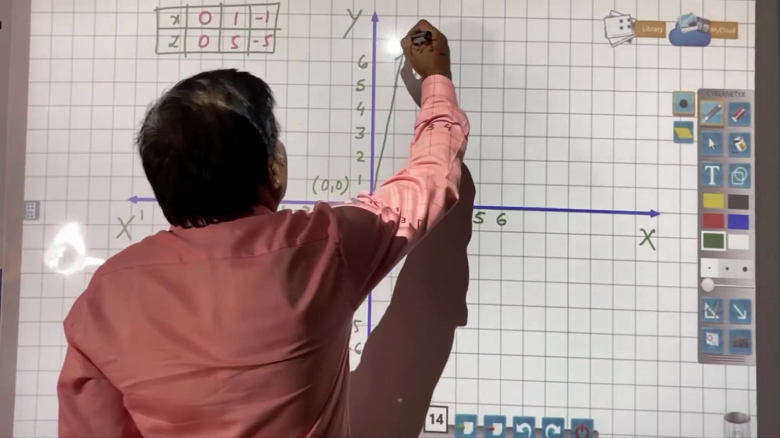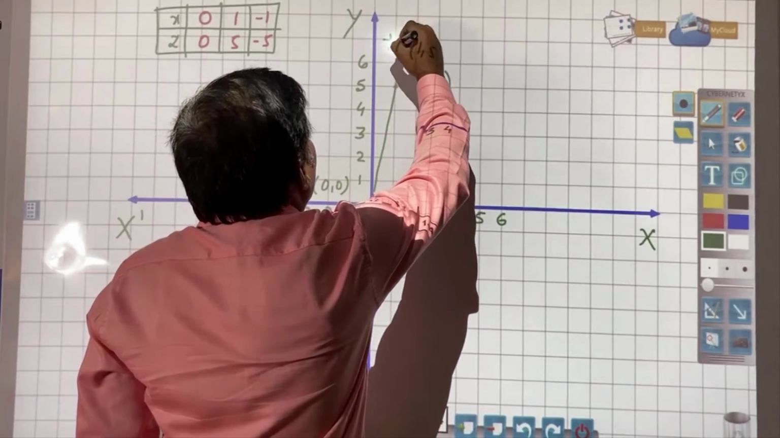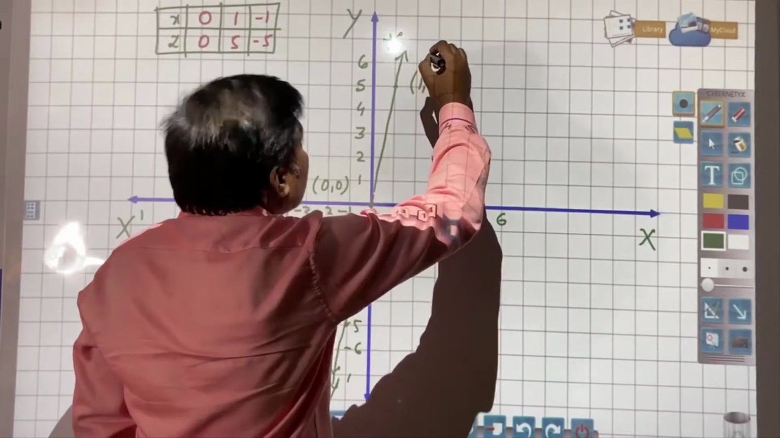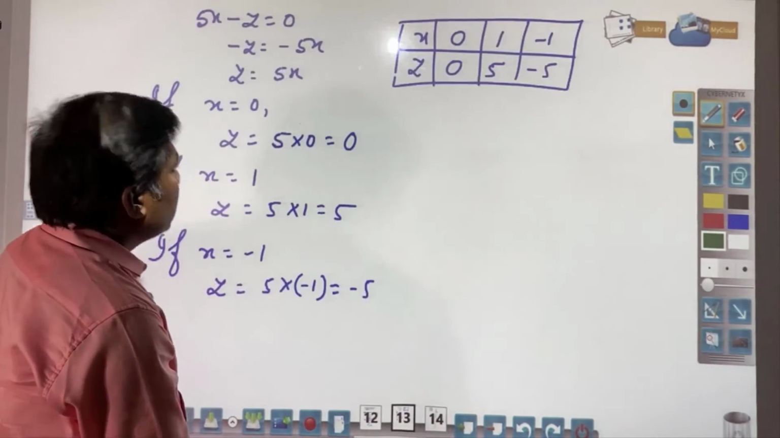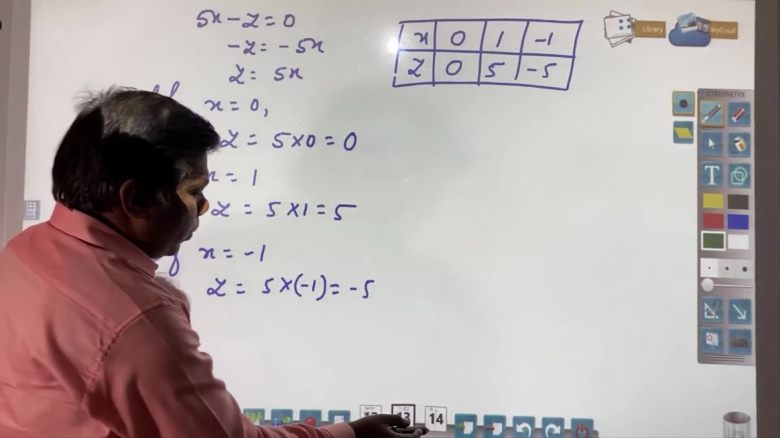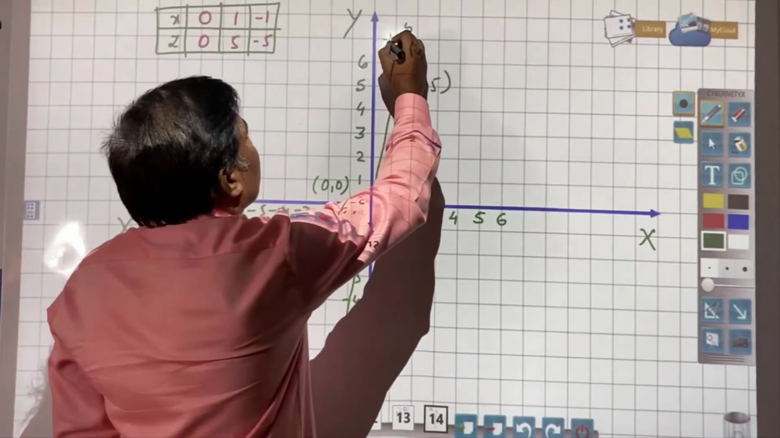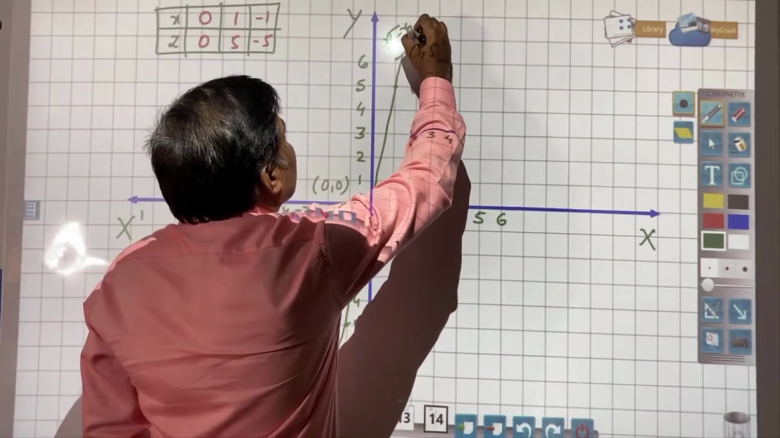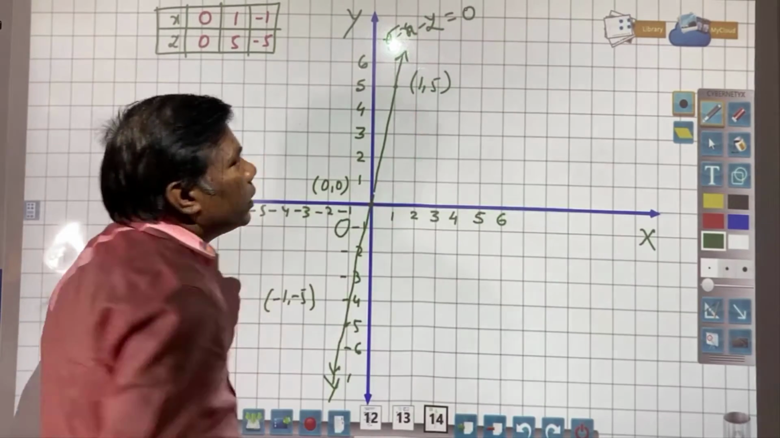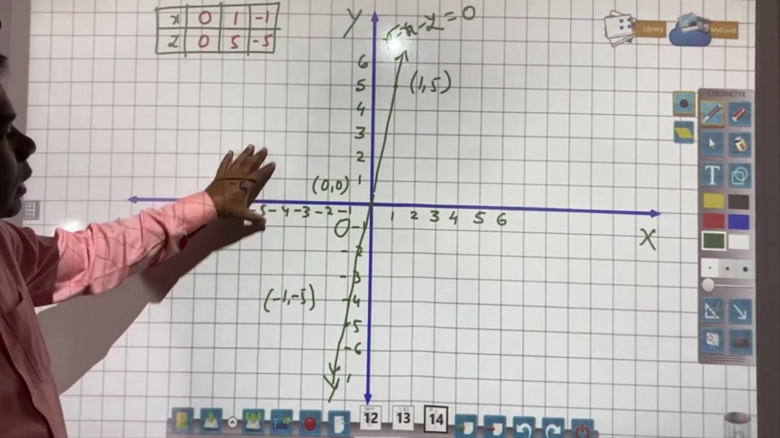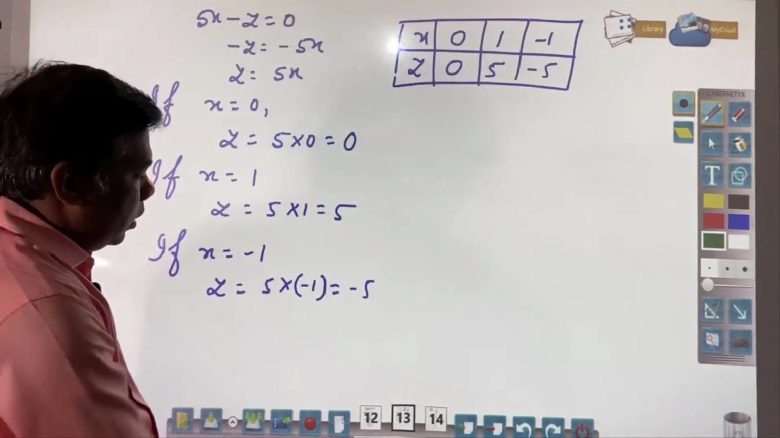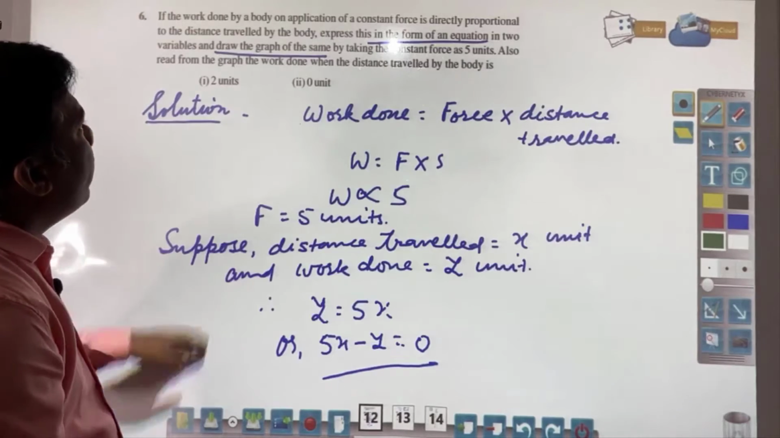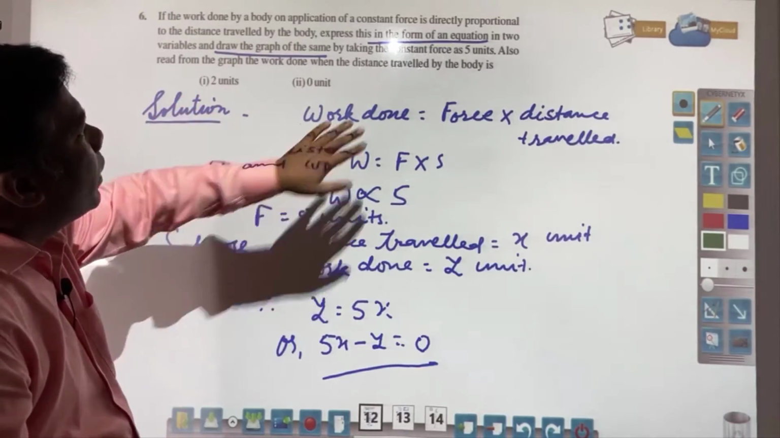So this is your equation, y minus... your equation was 5x minus y is equal to 0. This is your equation and this is your graph. This has been plotted. Here you see, this part has been done.